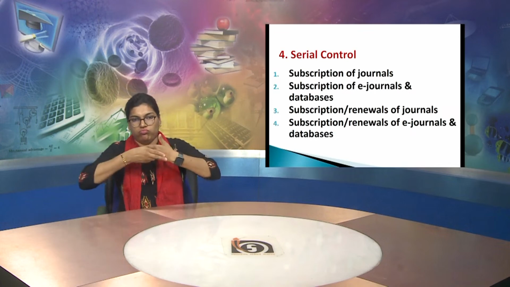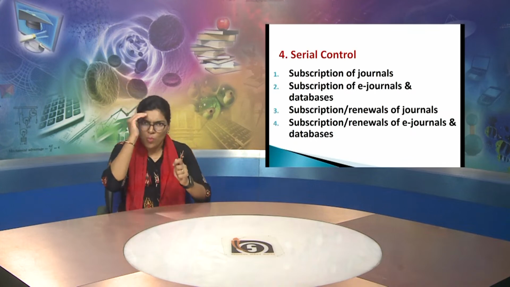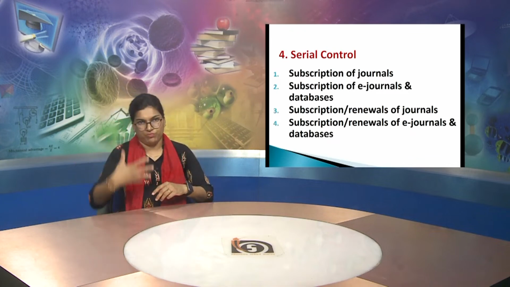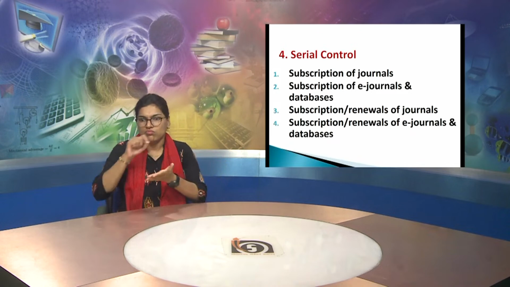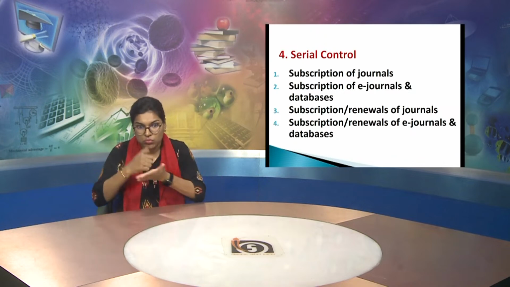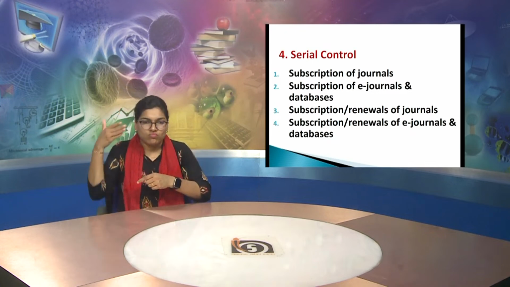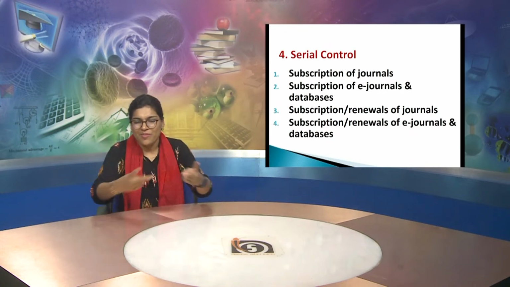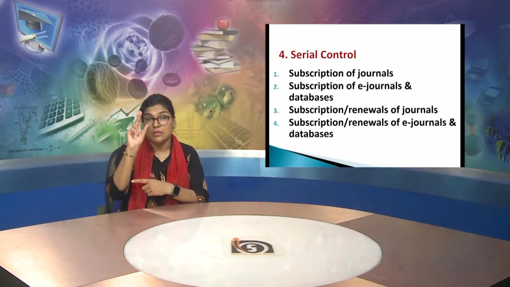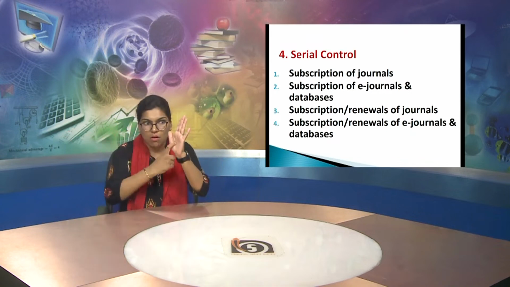Let us now understand the serial control. This is the fourth point. In this, first we need to know about the subscription of journals, that every month whenever we publish or print any journal, then a serial number is given to all the journals. Point number 2, subscription of e-journals and databases.